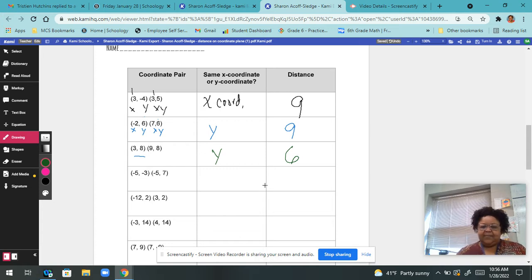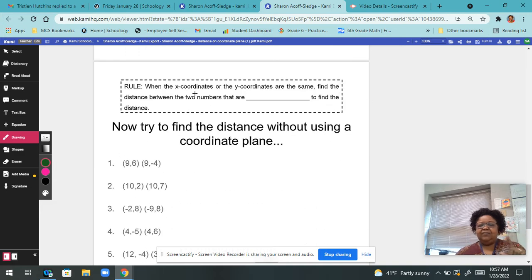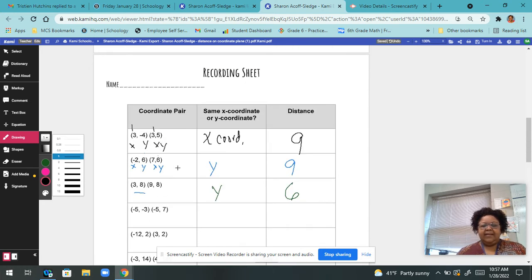As you'll notice, the coordinates that are the same really have nothing to do with the distance. So by the time you do this, they want you to figure out this rule. When the x coordinates or the y coordinates are the same, find the distance between the two numbers that are different to find the distance. So how do we do that?